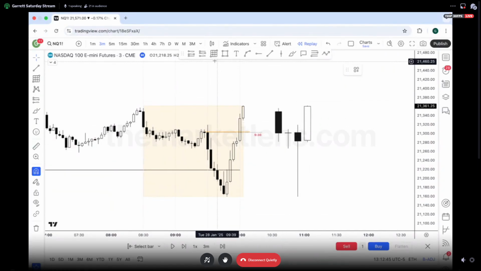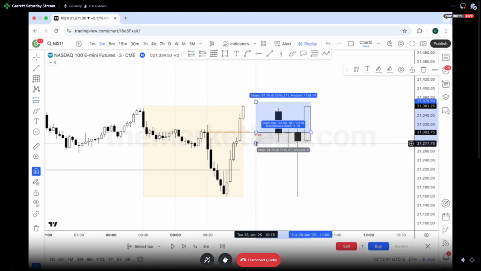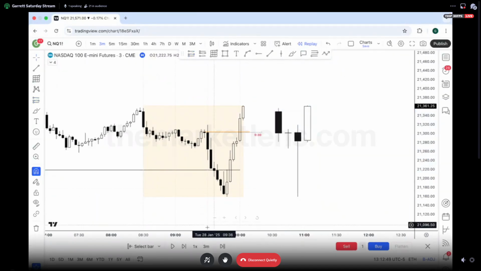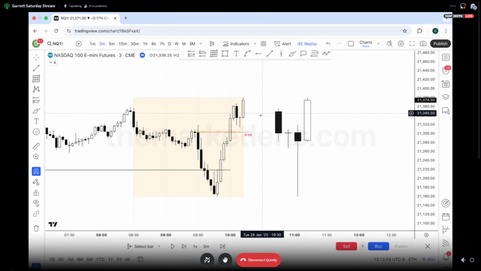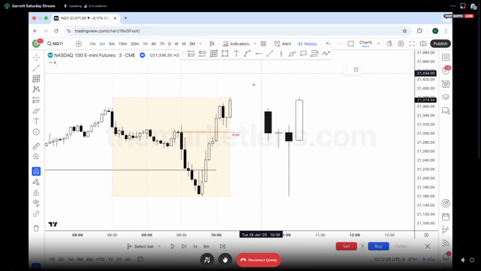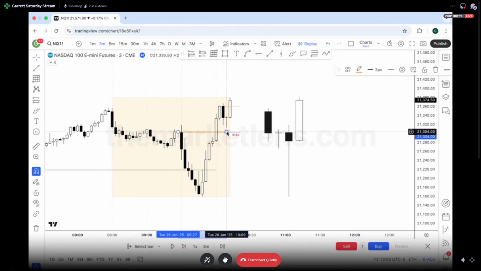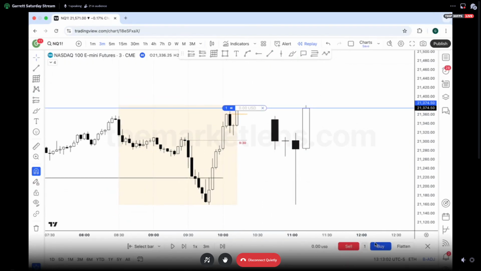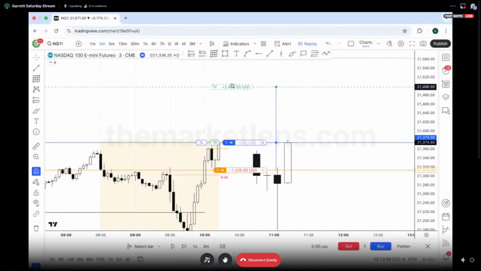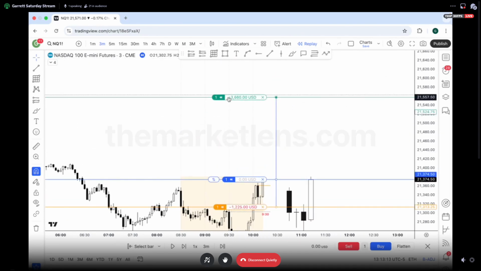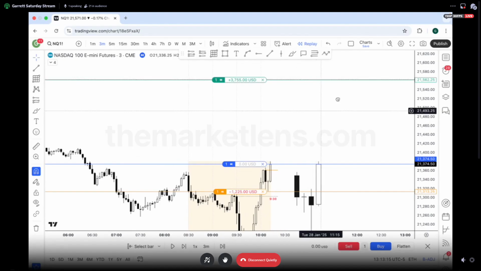So now it's valid to enter, but obviously this is absolutely huge. I'm going to wait for some sort of refined entry. So this is what you have right here. So this is what I'm entering on right here. Stop loss below here. And then I target 3R. It was around here, pretty much, around that fair value gap up there.